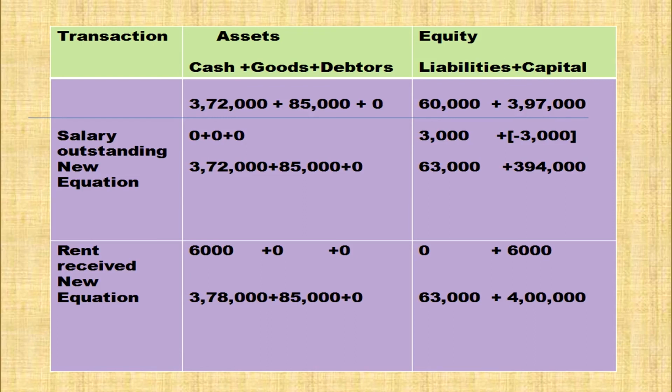Then rent received. Money is coming inside the business. Cash is increasing in the cash column plus 6,000, in the capital column plus 6,000. After that, the new accounting equation: 3,78,000 with cash, goods 85,000, that is 4,63,000 on the asset side, and liabilities 63,000 plus capital 4 lakh, that is 4,63,000 on both sides.